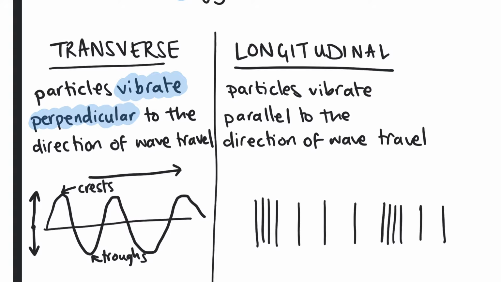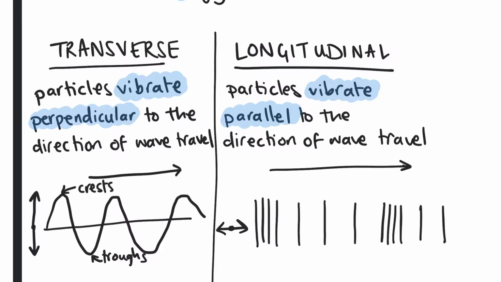Longitudinal waves, however, the particles in a longitudinal wave will vibrate, but these vibrations will be parallel to the direction of wave travel. So as again the wave will be travelling from left to right, this time the particles will also be vibrating left and right, but they will not travel from the beginning to the end along with the wave. They will just travel around a mean position. A good example of a longitudinal wave would be a slinky spring, where you push the spring forward and all the coils will bunch up together.